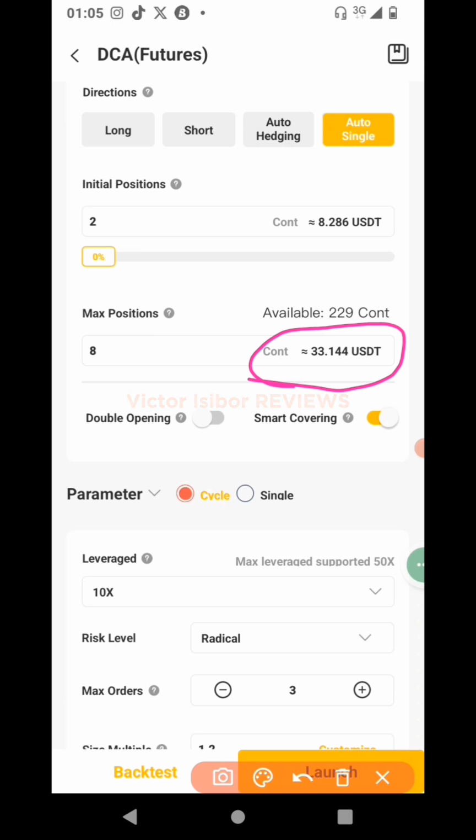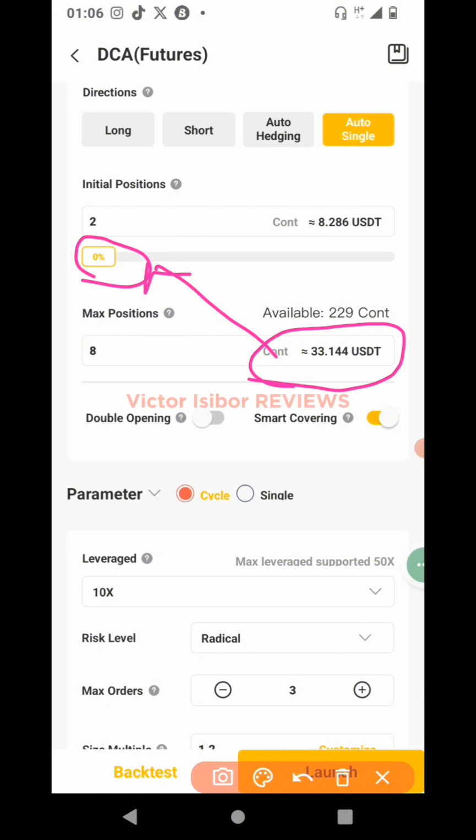If I want to trade a higher amount, I will adjust this slider. You see this slider is showing 0%. As I'm adjusting it, this 33 will be increasing. That is one way to increase it, but we're not going to increase it. I think that $33 is okay for me, for my setup.